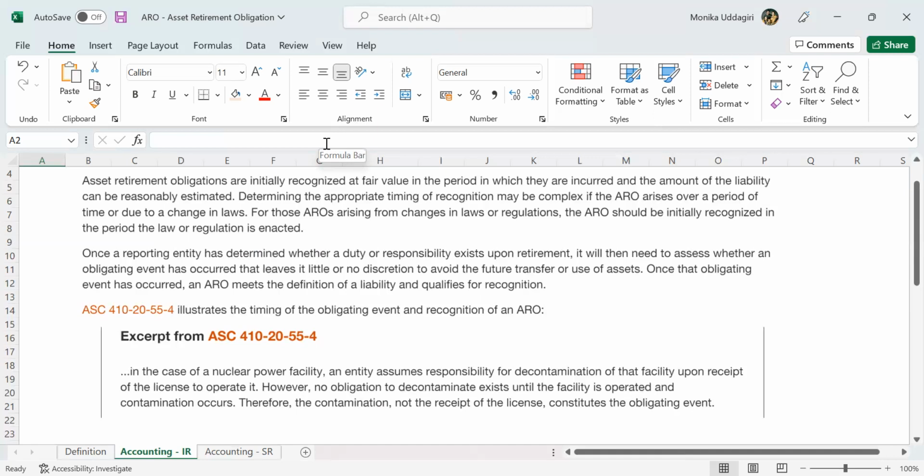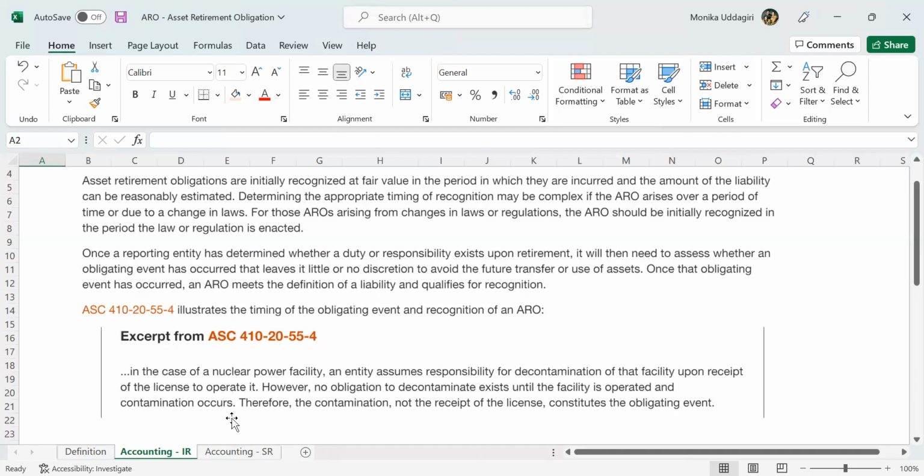So we should be aware about that as well. And here that is only mentioned in the case of a nuclear power facility, an entity assumes responsibility for decontamination of that facility upon receipt of the license to operate it. However, no obligation to decontaminate exists until the facility is operated and contamination occurs.